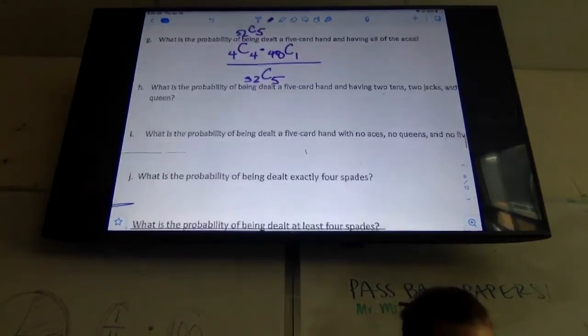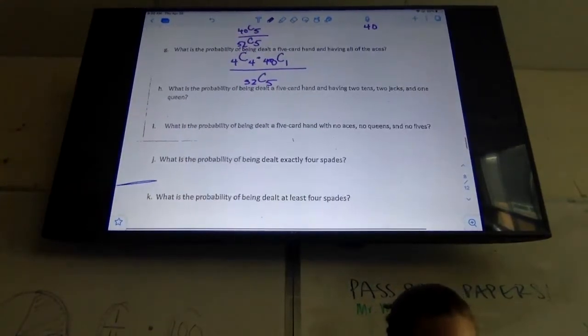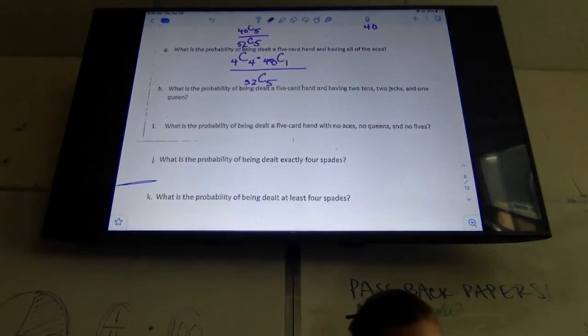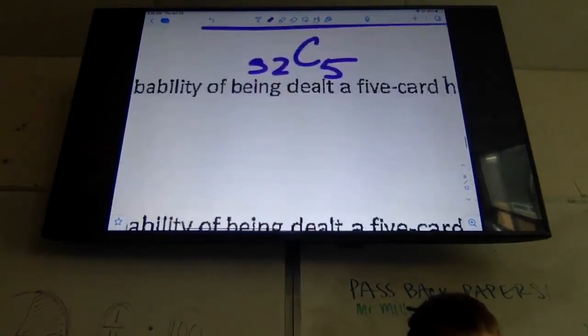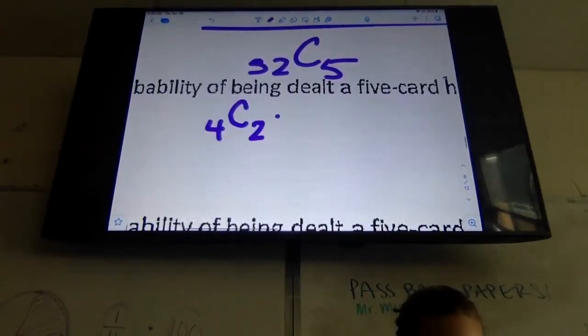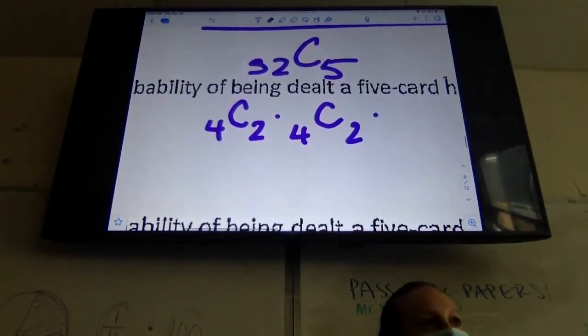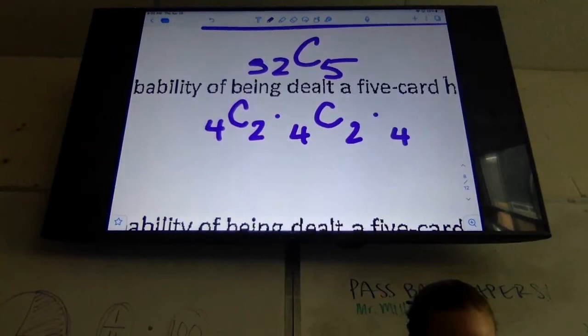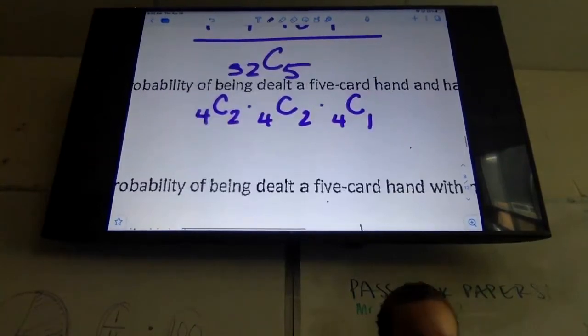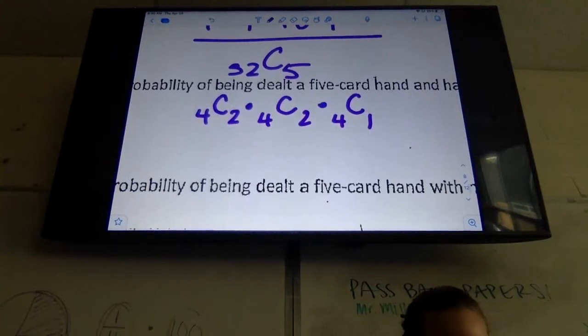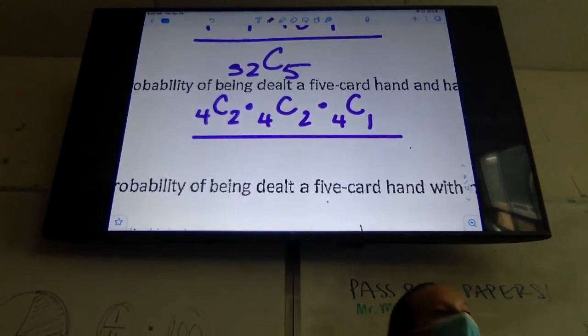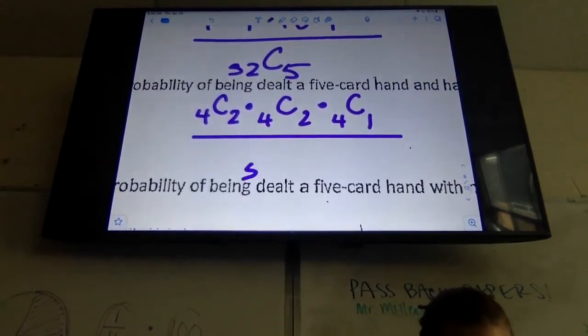All right, what's the probability of being dealt a 5-card hand and having 2 10s, 2 jacks, and 1 queen? Okay, let's break it apart. How can I get 2 10s? 4 choose 2. How can I get 2 jacks? 4 choose 2. And how can I get a queen? 1 queen, 4 choose 1. They are all in the same hand. I need both my 10s, both my jacks, and my 1 queen, so they're all being multiplied together. And then they're being divided by the total, 52 choose 5.